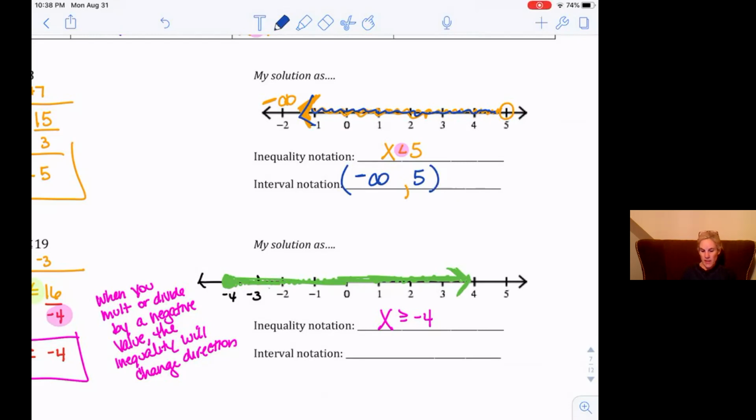It is possible to have something that would look like this, negative infinity, comma, 5, with the infinity in parentheses and the 5 in the bracket. It is possible to have a combination of parentheses and bracket. If that's the case, that 5 would have been like a circle that was filled in.